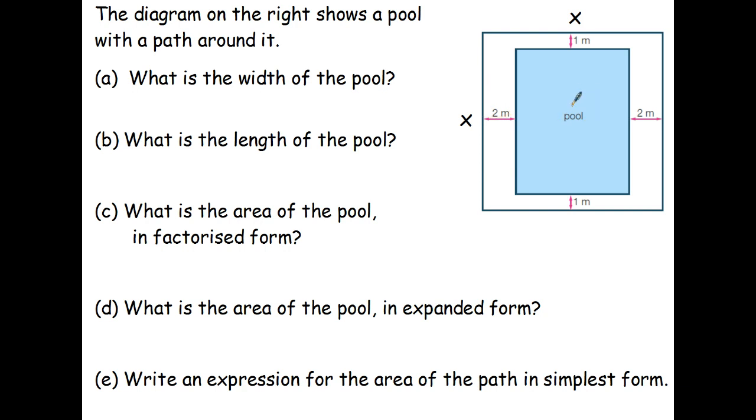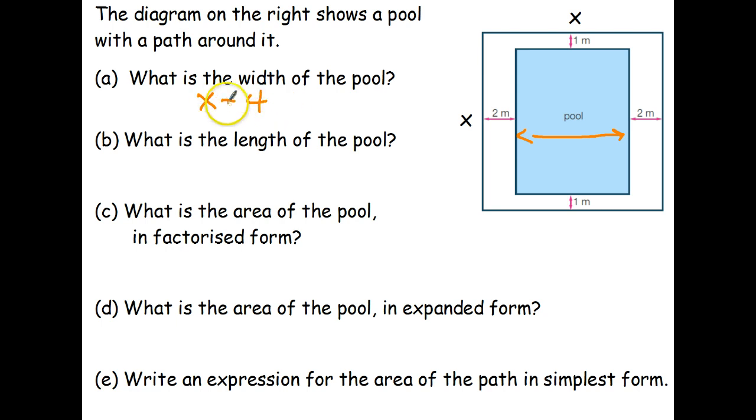by a path. And the total dimensions of the path is a width of x meters and a length of x meters. So let's go ahead and see if we can answer these questions using this diagram. Question A, what is the width of the pool? Well, the width of the pool, we'll take that to mean from there to there. And the total distance across there is x because of that. So that's going to be x minus 2, or x take 4.